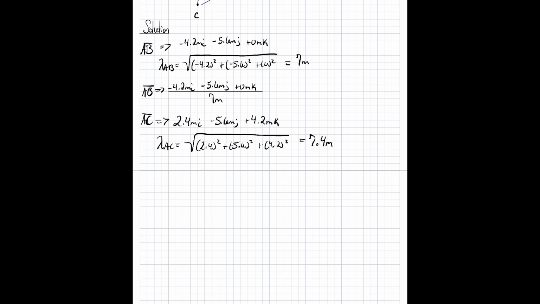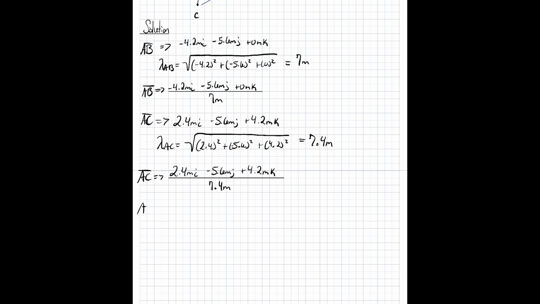So just like we did for section AB, we could do the same thing for section AC. We're going to have 2.4, negative 5.6 and 4.2 all over 7.4 meters. And that's for section AC.